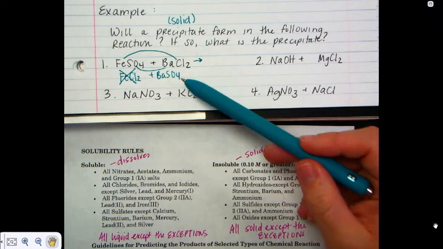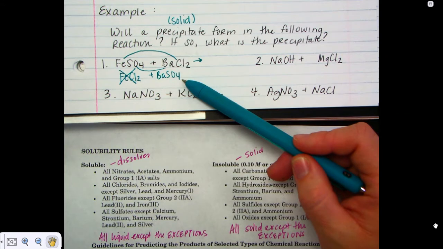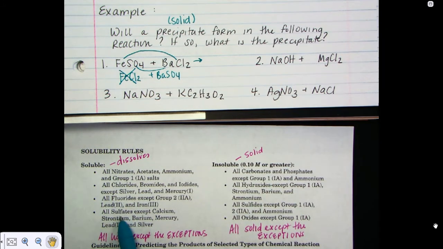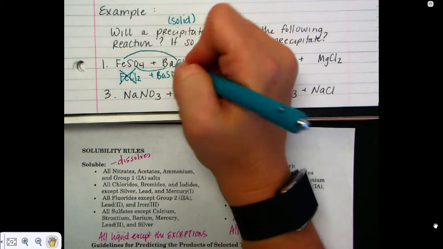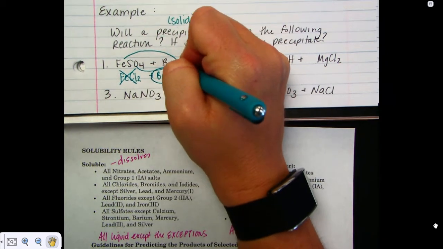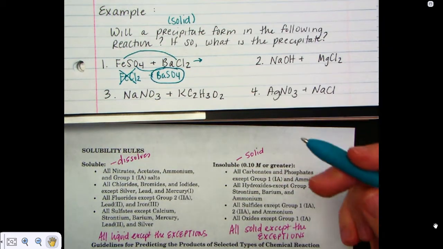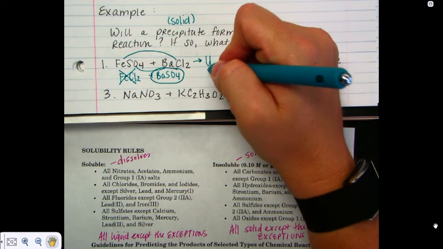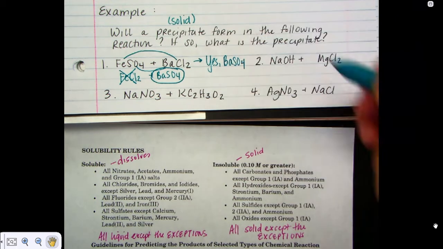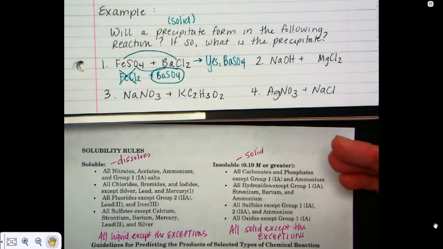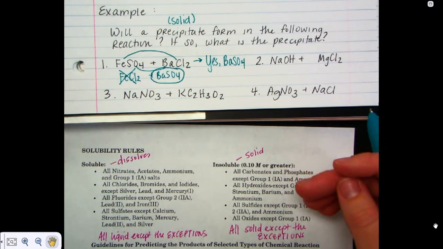Now I'm going to look up my second product. This is a sulfate. All sulfates are soluble, except calcium, strontium, barium, mercury, lead 2, and silver. Well, that's barium. So that tells me that this is my solid. So I can circle it like I've done here. I can write yes and the identity of the solid precipitate. Either way, you just need to be clear. What is my answer?